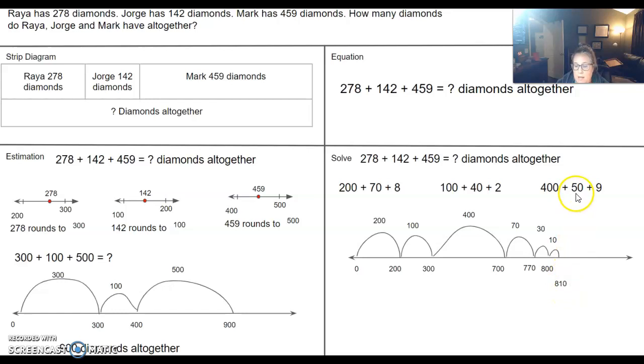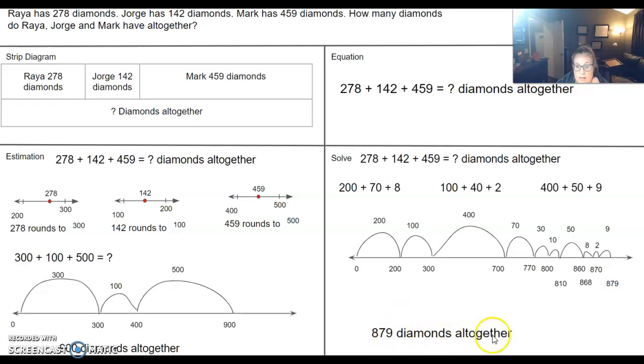Now I'm going to go ahead and add my 50. So 810 plus 50 more. Now I'm at 860. And now I'm going to go back to my ones place. So I'm going to start back over at my 8. 860 plus 8 gives me 868. 868 plus 2 more gives me 870. And finally, 870 plus 9 gives me a total of 879. So my answer was 879 diamonds altogether.